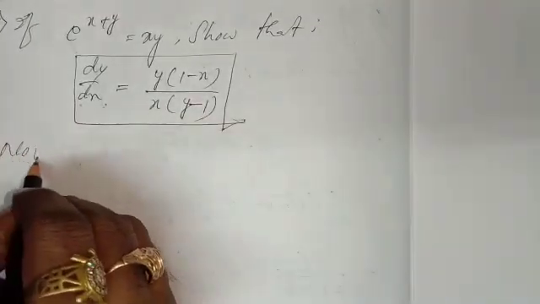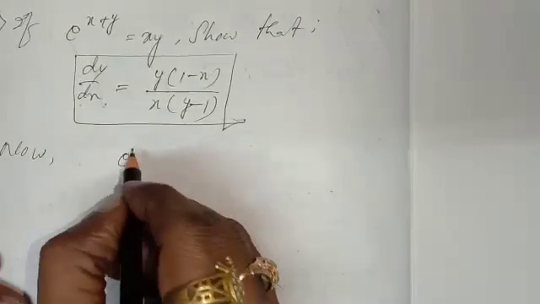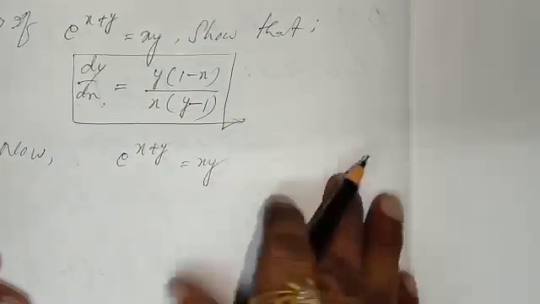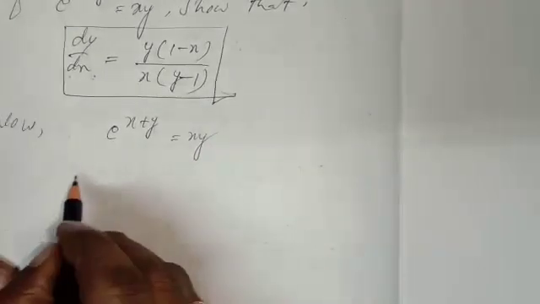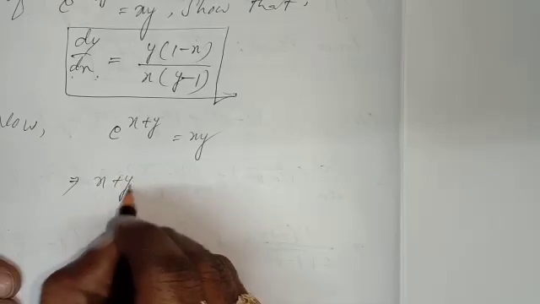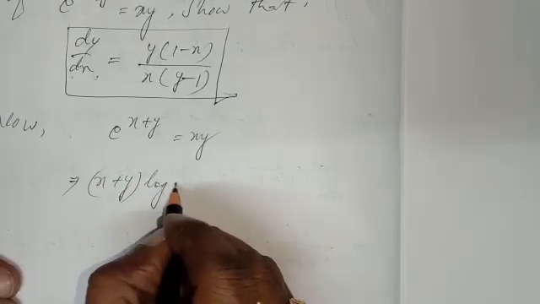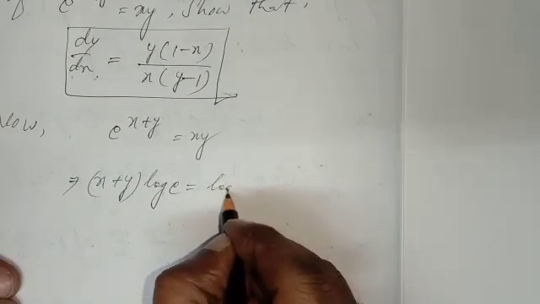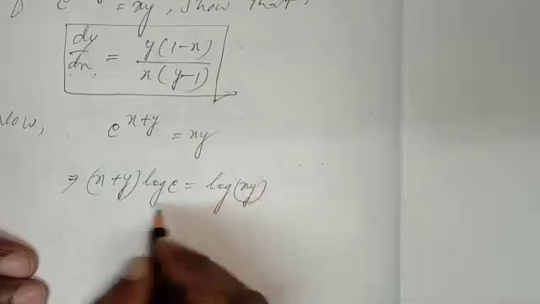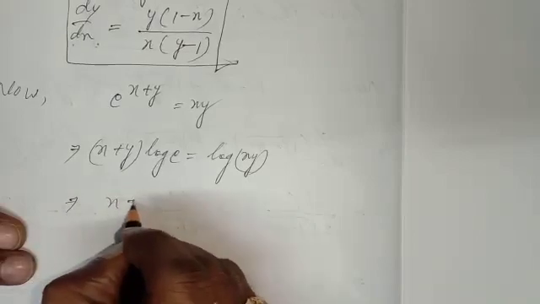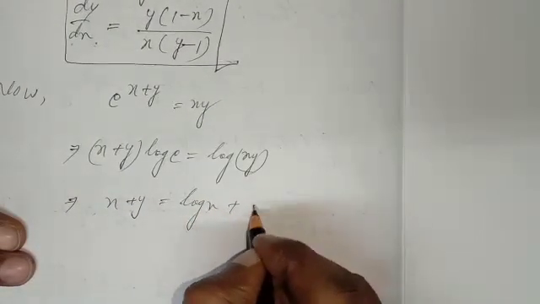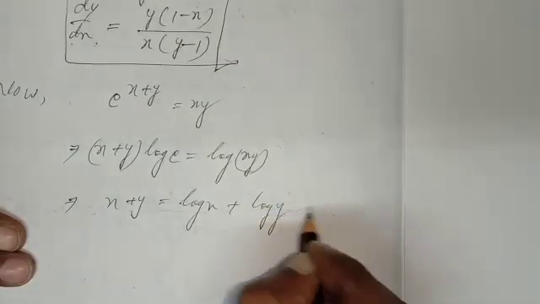How to prove? First we take the help of the given part, e to the power x plus y is equal to xy. Taking log both sides, the power will come first: x plus y into log e, and this side it will be log xy, log x plus log y. That means this log e is 1. x plus y is equal to log x plus log y.